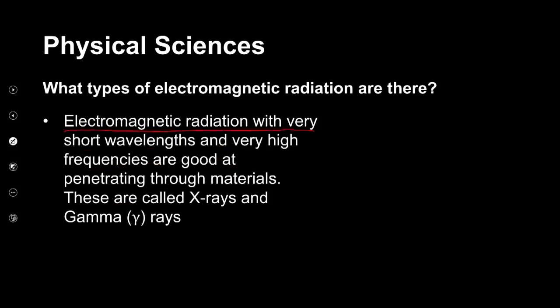Electromagnetic radiation with a very short wavelength and a very high frequency is very good at penetrating through materials. These types of electromagnetic radiation fit into two broad categories. We have the X-rays, which are a little bit less energetic, and the very dangerous and highly energetic gamma rays.